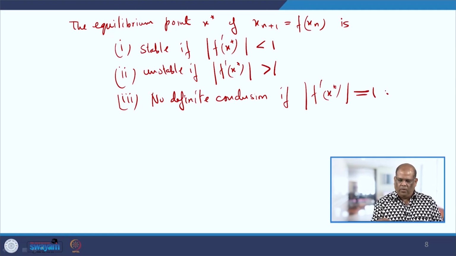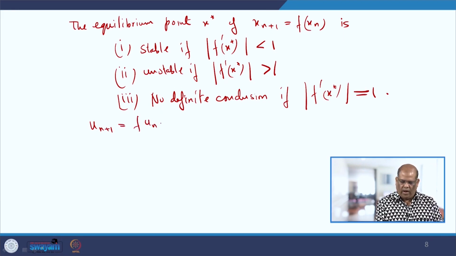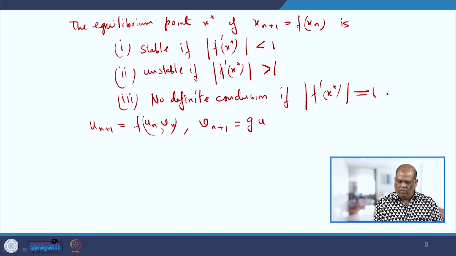If we generalize this theorem for two equations, say of the form u n plus 1 equal to some f of u n, v n and v n plus 1 equal to some g of u n, v n.